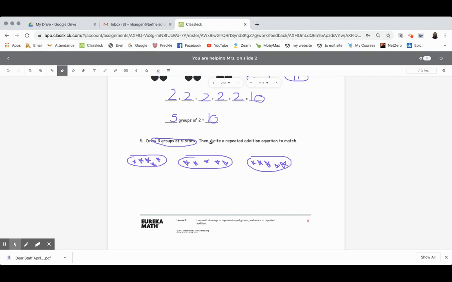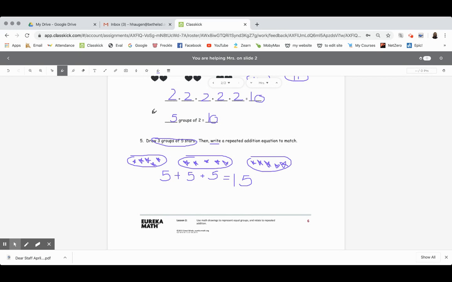Now the next one says, write a repeated addition equation to match. So when I look at those groups, what number repeats each time? Well, that number is 5. So I have 5 plus 5 plus 5, and that gives me a total, when I do some counting, of 5, 10, 15 stars total.